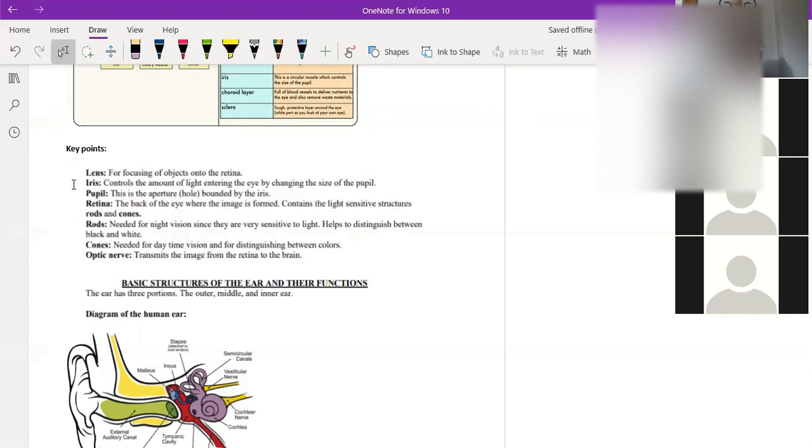Then the optic nerve transmits the image from the retina to the brain, okay? So these are the key points that I want you to know for this one: the rods and the cones, and the lens for focusing, or accommodation. I'm going to write that here. Accommodation, another word for focusing, to accommodate the image on the retina.